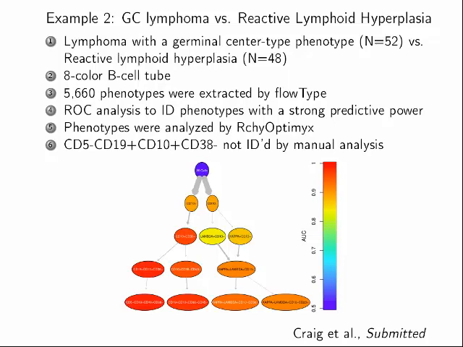And then you have to go back to Flojo and look at those subpopulations and see if it's actually real. So again, the problem is with an 8-color tube, we're going to find 6,000 cell phenotypes. There's a lot of cell populations in your data that you probably don't know about and don't care about, but we're going to find them all. And then the trick is you have to go back and see if it's actually real.